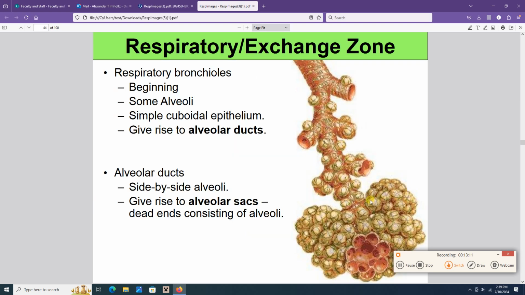All right. So as we were saying a moment ago, when we get our respiratory bronchioles, we start seeing alveoli. That means we are in the respiratory or exchange zone. Respiratory bronchioles begin this zone. They have some alveoli, and they have a simple cuboidal epithelium in between. Respiratory bronchioles give rise to alveolar ducts. Like this is an alveolar duct where my arrow is right now. That's a tube made predominantly of alveoli. Alveolar ducts turn into alveolar sacs, which, as we said a moment ago, are dead ends made of alveoli.